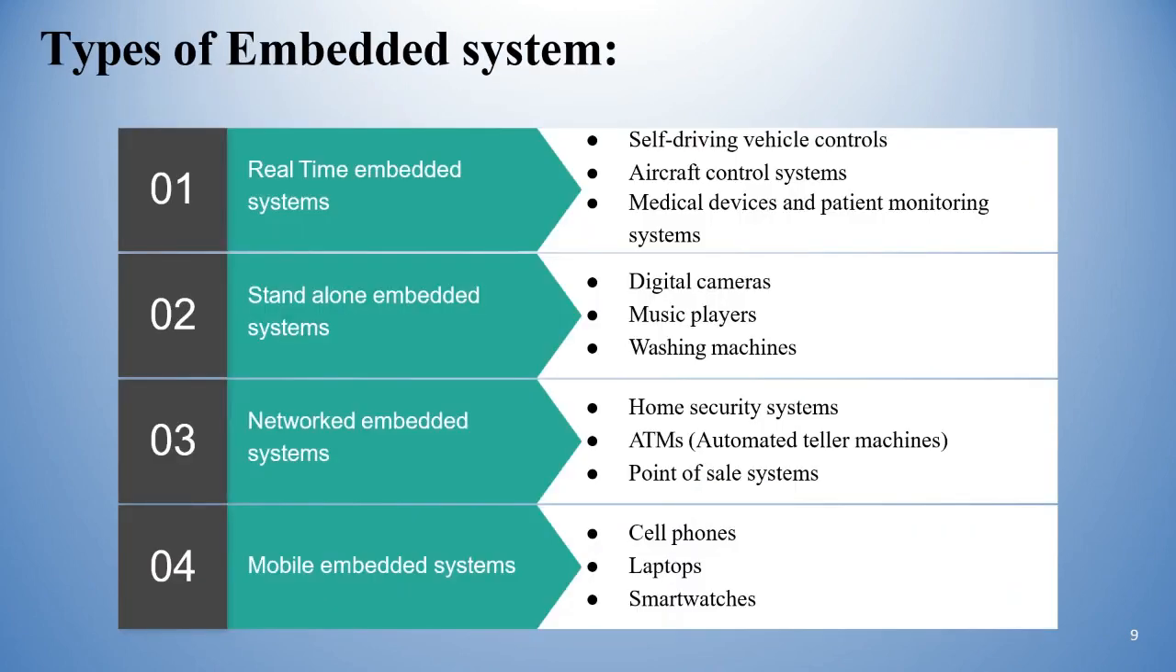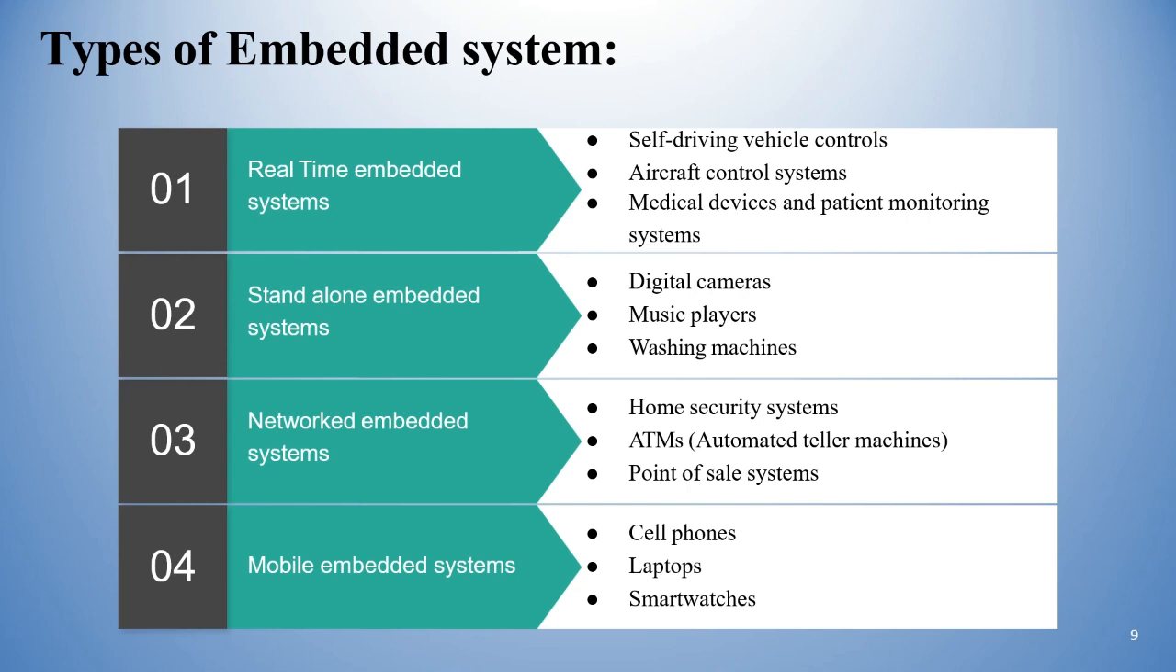There are various types of embedded system: real-time embedded system, standalone embedded system, network embedded system, and mobile embedded system. Real-time embedded systems include self-driving vehicle controls, aircraft control systems, medical devices, and patient monitoring systems. Examples of standalone embedded systems are digital cameras, music players, and washing machines.